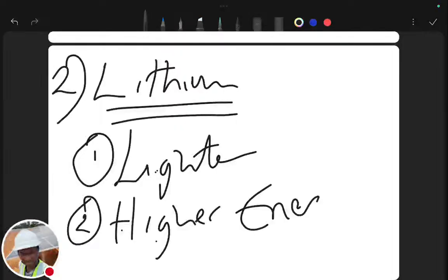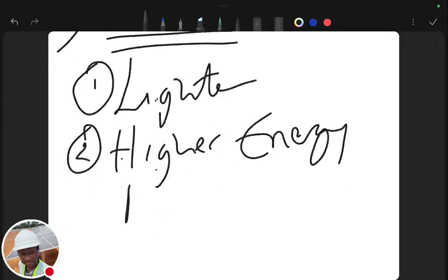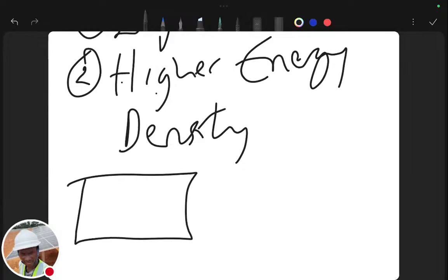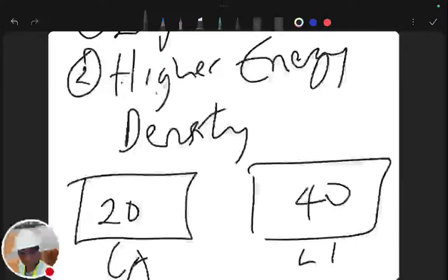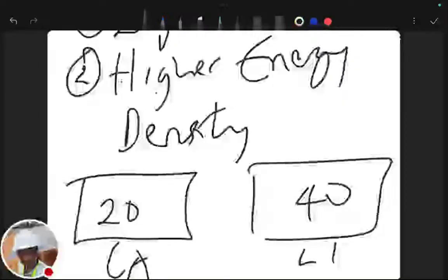They have higher energy density. What that means is that if you have two plates of exactly the same size, a lead acid battery might be able to fit 20 into this plate, whereas a lithium-ion battery might be able to fit about 40 into this plate. So they have high energy density, which means they can cram more charge into the same space. So that's one thing that is great about them.